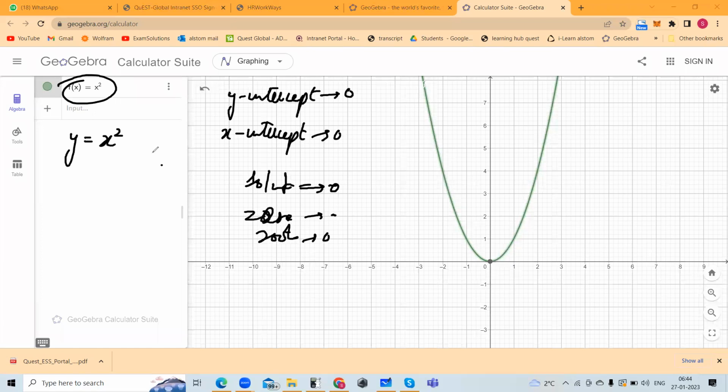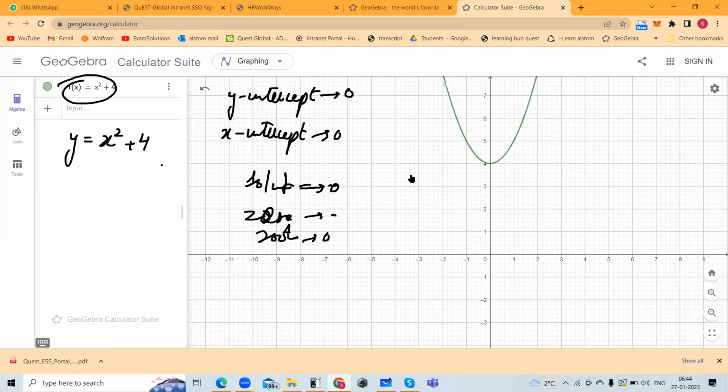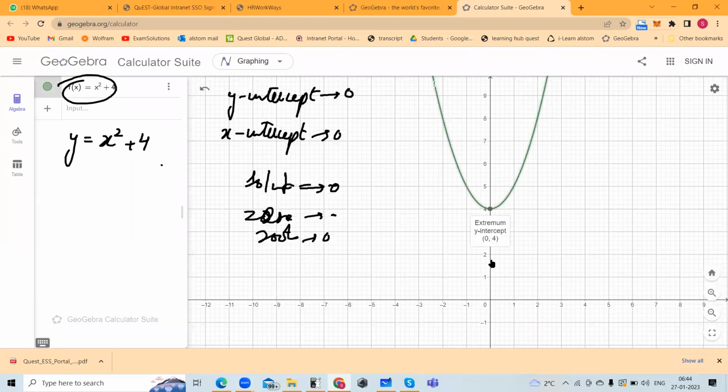y equals x squared. Now, if you want to shift this parabola up, then you have to add to the y-intercept, like for example, +4. If you're writing +4, then it'll be shifting up. Enter. It has shifted 4 units up. Now the y-intercept is 4. So this number, which is a simple constant, if you add that number to x squared, it is the y-intercept, as it was in the line y equals mx plus b. In the same way, you're having here this constant as a y-intercept, right?